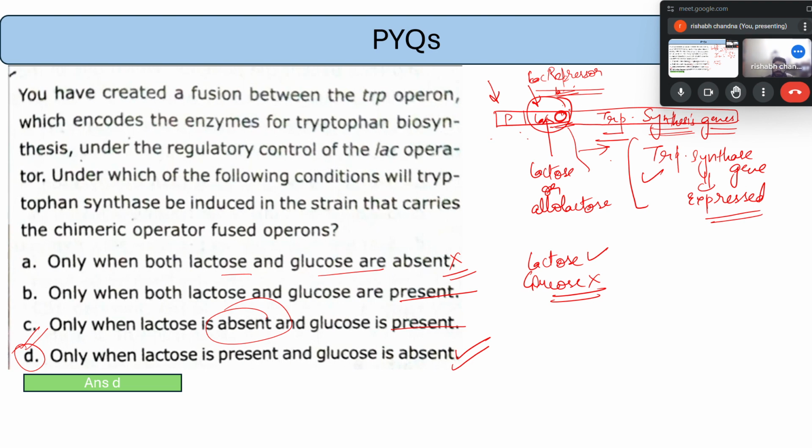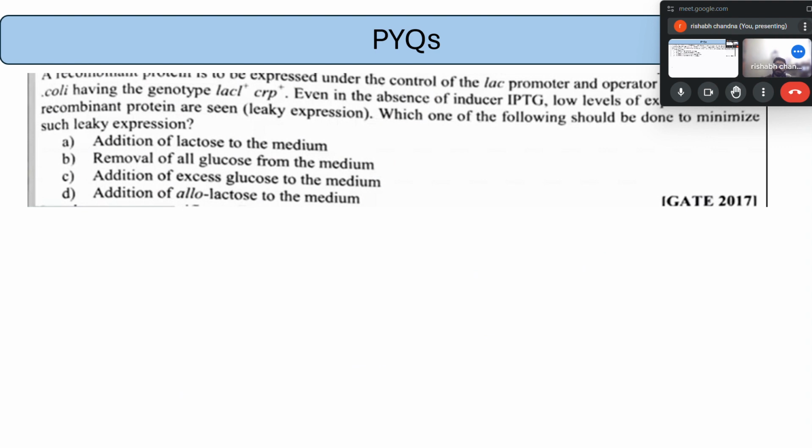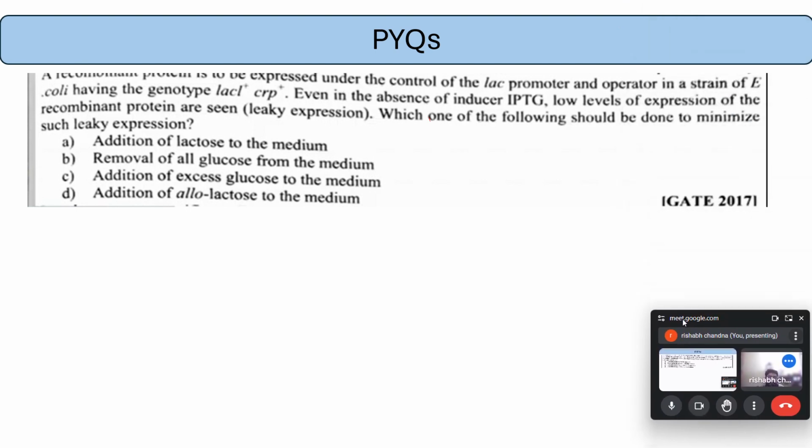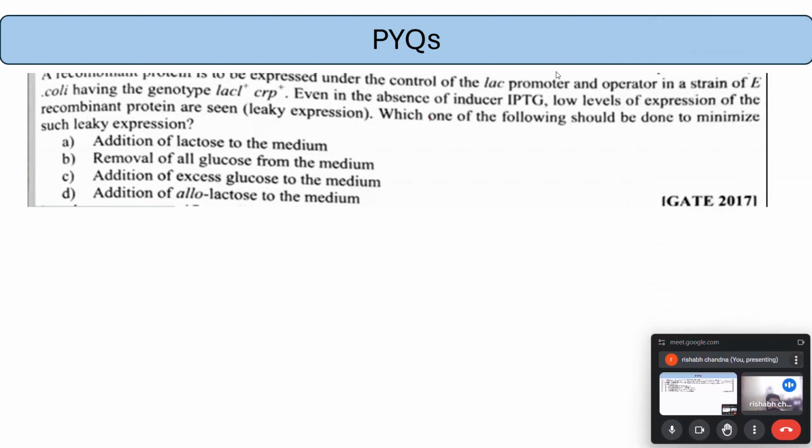Okay, now moving on to the next question. A recombinant protein is to be expressed under the control of the lac promoter and operator in a strain of E. coli having the genotype lacI plus and CRP plus. So this is the recombinant protein, and this is the I, that is the inhibitor or the repressor of the lac operon. Even in the absence of the inducer IPTG, low levels of expression of the recombinant protein were seen. That was leaky expression. Which one of the following should be done to minimize such leaky expression?